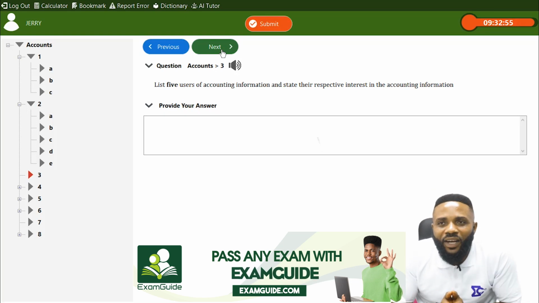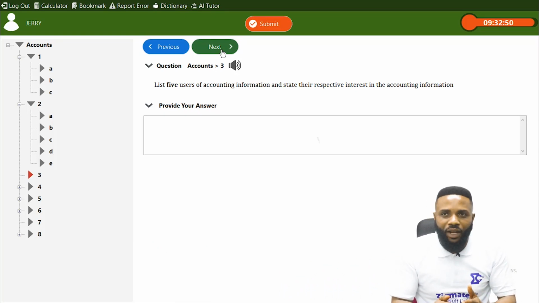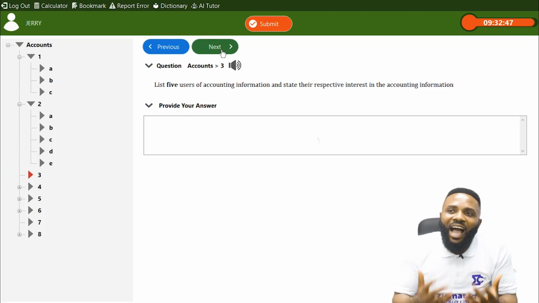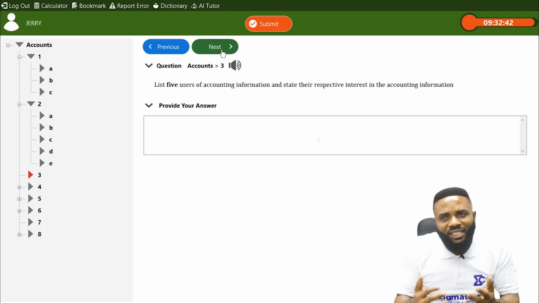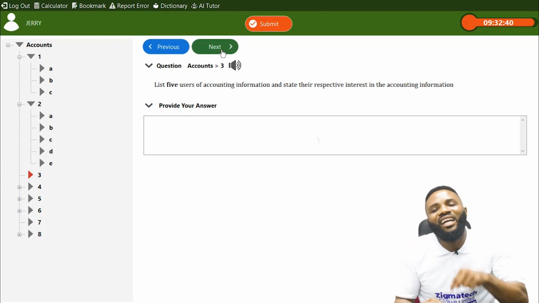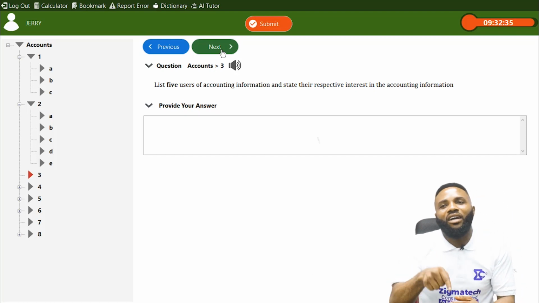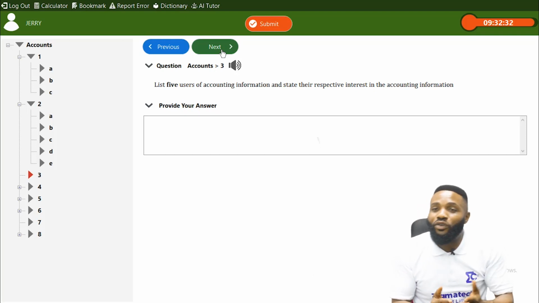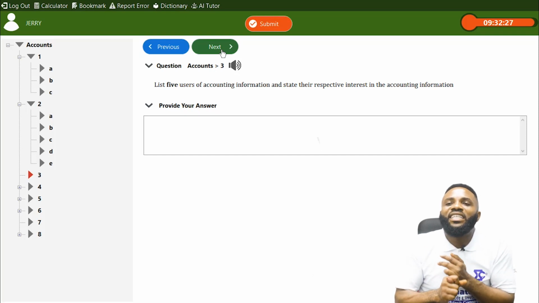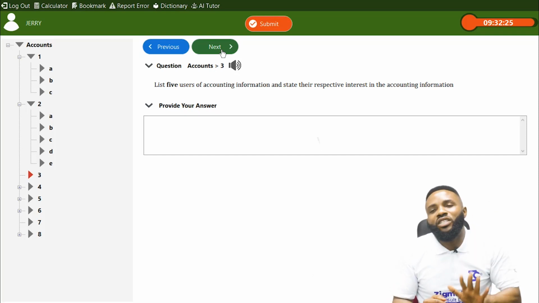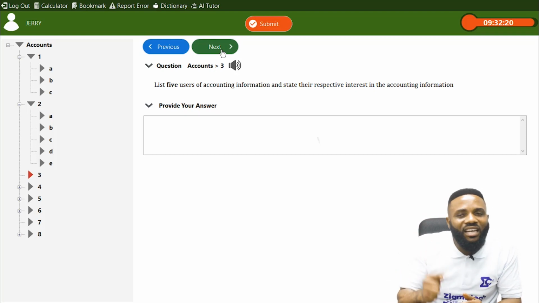The essence of preparing financial statements is not just to ascertain the financial position of the company, but also to provide an avenue that will enable management to take decisions. But there are a lot of parties, a lot of persons who are interested in that information. But the question is, why are they interested in the accounting information? And that is what is giving birth to this question. The examiner wants to find out. He said, list 5 users. First of all, let's identify 5 different users of this information and state why they are interested in the information.